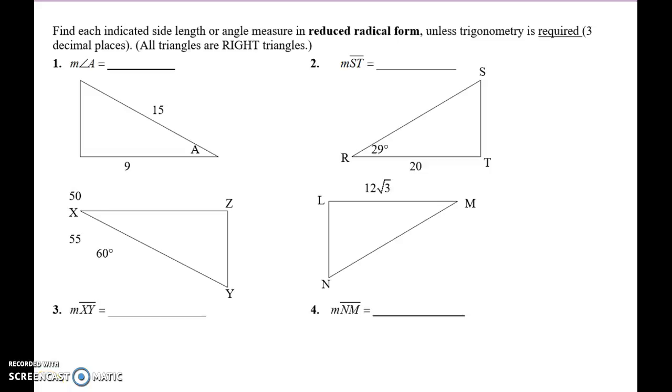Okay guys, for these six weeks review, we're going to do a little bit of triangles to keep that fresh. So special right triangles, SOHCAHTOA, all that fun stuff. So let's take a look at these.